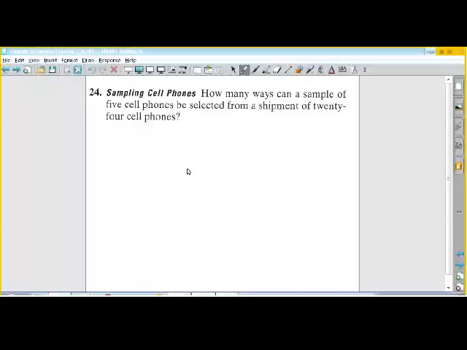So the question is, does it matter what order I pick the 5 phones? Let's say, for example, that I've numbered the cell phones, and I choose 5 cell phones, say cell phones 2, 7, 11, 16, 21, and I choose them in that order. Does it matter if I pick them in the order shown here? And the answer is no, because it's still the same 5 cell phones.